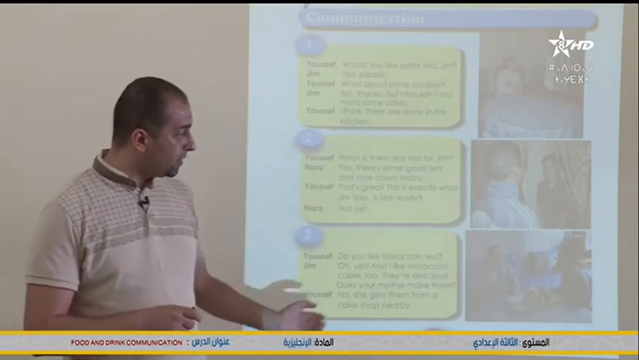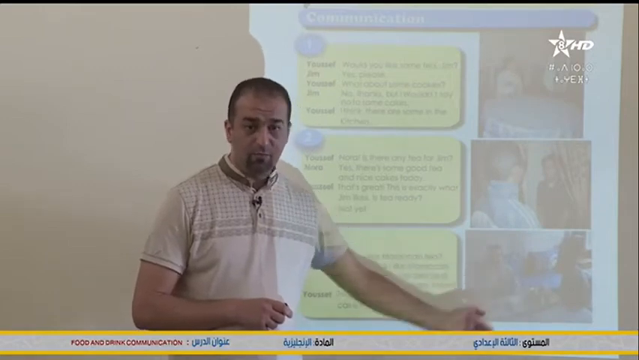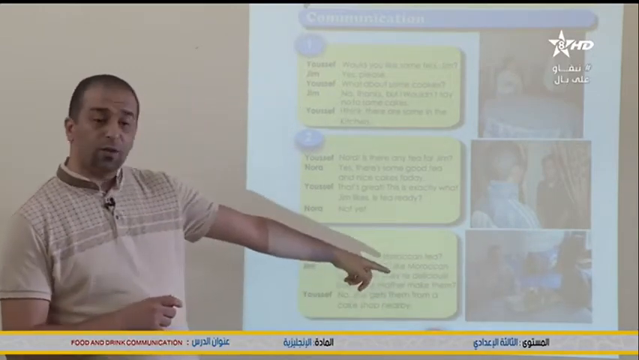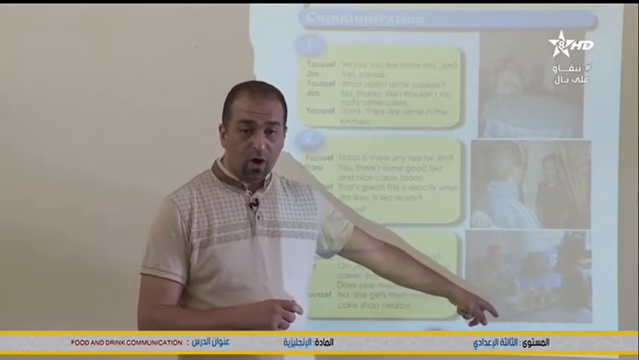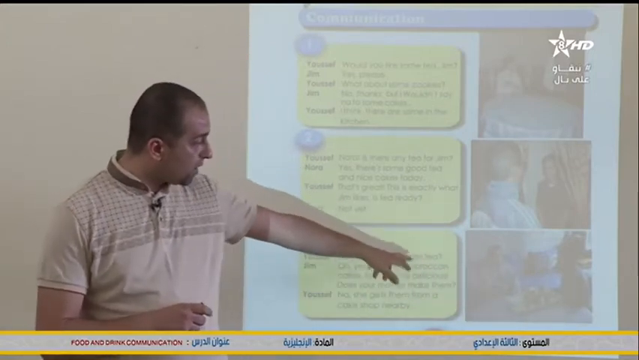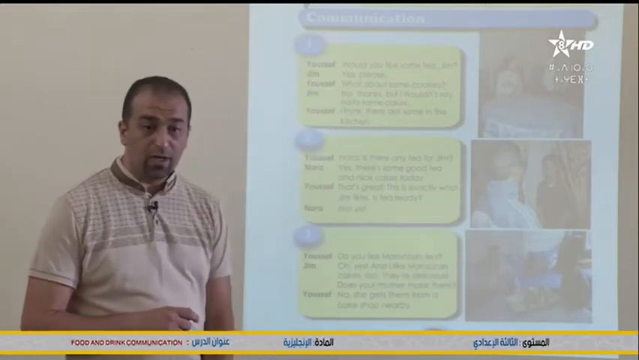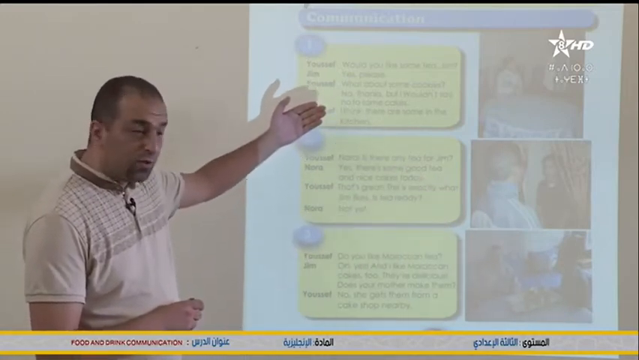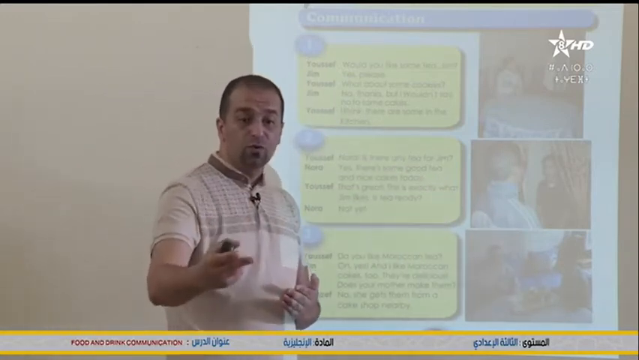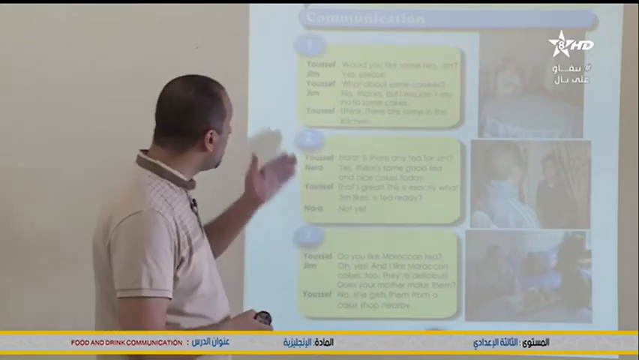The last one, number 3. As you can see in the picture, you have Yusuf and Jim, the friends. And also, look at the table. What do we have on the table? We have Moroccan tea. Yes, good. So they are in the living room and they have Moroccan tea. Now I'm going to read the dialogues for you so that you can move to the first exercise about true or false.